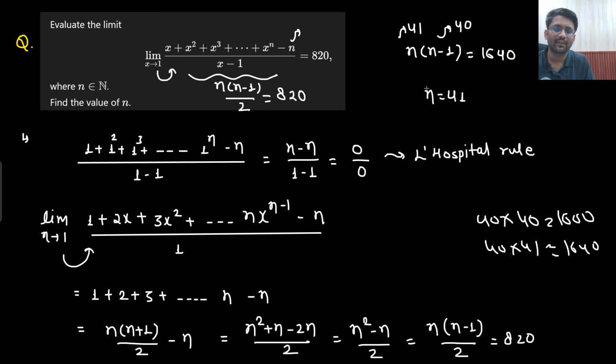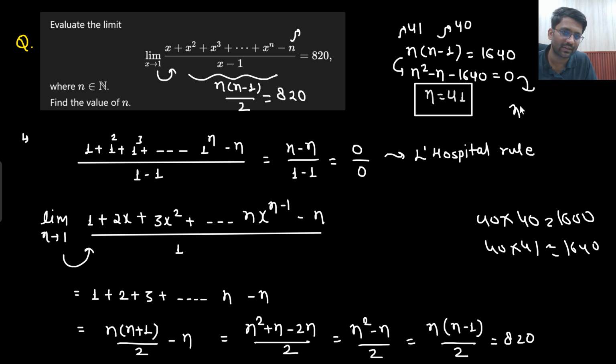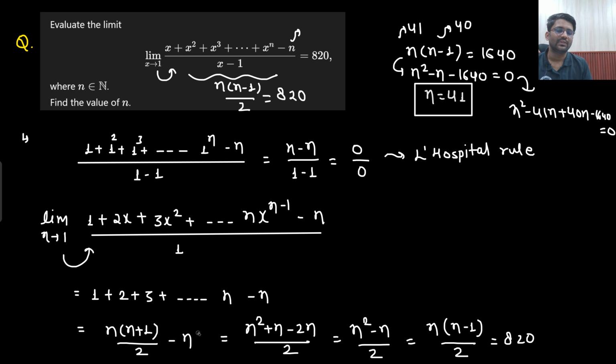Or you can solve the quadratic equation. From here you will get the quadratic equation n square minus n minus 1640 equals 0. So you solve it: n square minus 41n plus 40n minus 1640. You know how to solve this quadratic equation. Otherwise, with hit and trial, you already know 1600, so the n value is coming out to be 41. Is that understandable to you? What we did, we put the limit again.